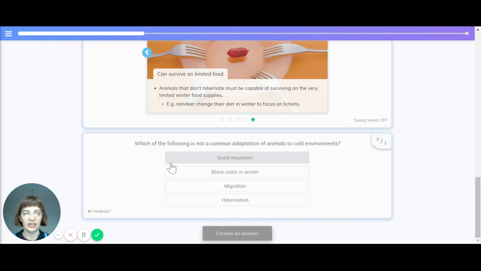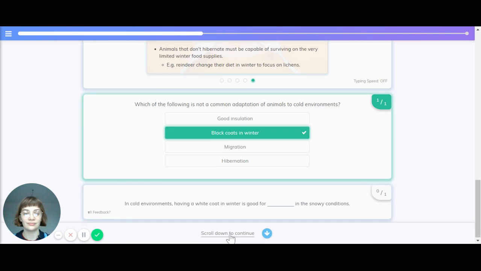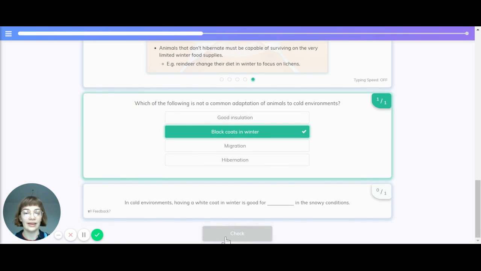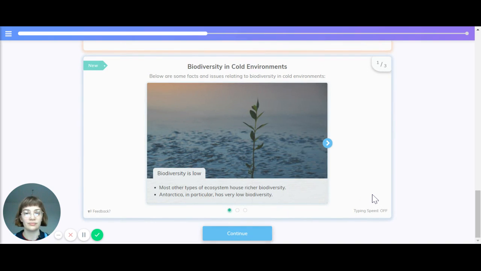Well, the answer isn't good insulation because it's important to have good insulation to keep yourself warm in the long winter months. The answer is not migration because many birds migrate to warmer areas. It's not hibernation because you can think of many animals that hibernate to conserve energy. The correct answer is black coats in winter. In cold environments, having a white coat in winter is good for what in the snowy conditions? The correct answer is it's good for camouflage. It helps blend into the snowy environment.